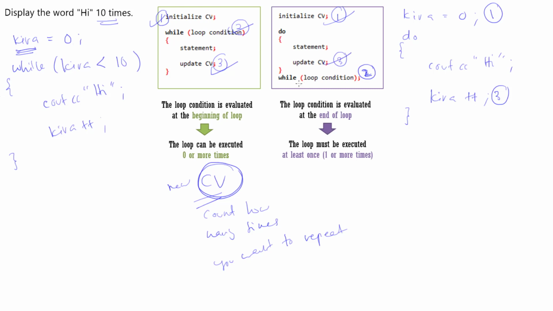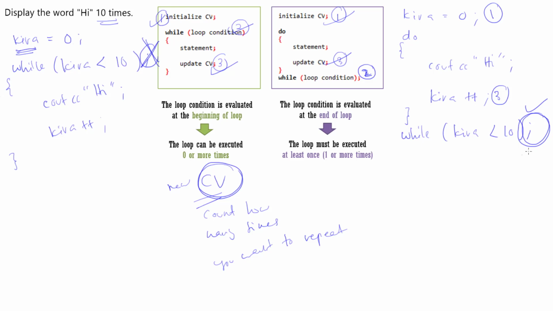We also need to have a condition here, so we write while. Our condition here is Kira must be less than 10. Please remember, when it comes to do while, at the end here you must have a semicolon. For this one, do not put a semicolon here ever. Here you need to have a semicolon. So that is the difference between a while loop and a do while loop. It does the same thing, if you notice, except that with a while loop, the condition is at the top.